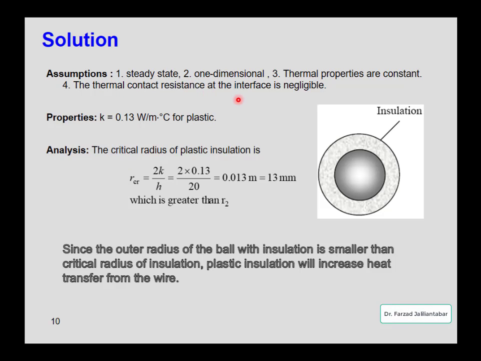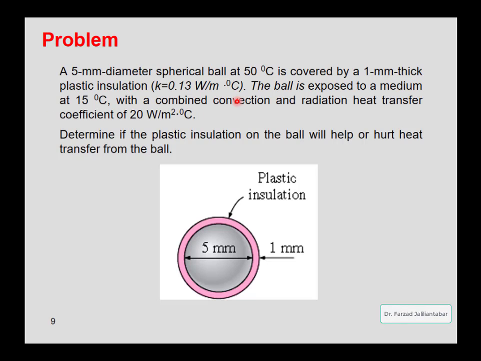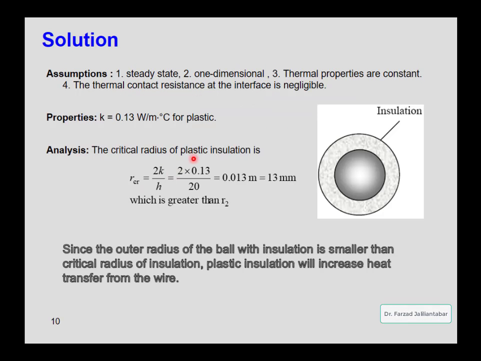Assumption 1, we have a steady state. It can also be understood from the question: no change in the temperature inside or outside or in the ball with time. Assumption 2, it is one dimensional. The heat transfer is only from the center of the ball to the outside in the r direction. Also, the thermal properties are constant, with no change in k or h. The thermal contact resistance at the interface is negligible, so we can ignore the thermal contact resistance at the interface of the ball and insulating material.